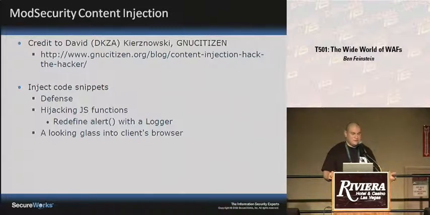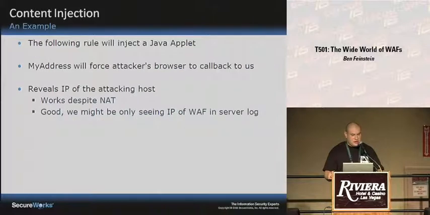So you could do it for defense. You could do it for fun. Or you could hijack JavaScript functions, redefine alert as a logger, for instance. With this capability, you've got almost a looking glass into the client's browser. You can inject arbitrary JavaScript code back into the responses. An example of how to use this is we're going to inject a Java applet called myAddress. It runs inside the user's browser, and it sends a callback back to us identifying the browser's actual IP address. It's not going to be affected by NAT, so it'll be interesting to see their internal IP address.